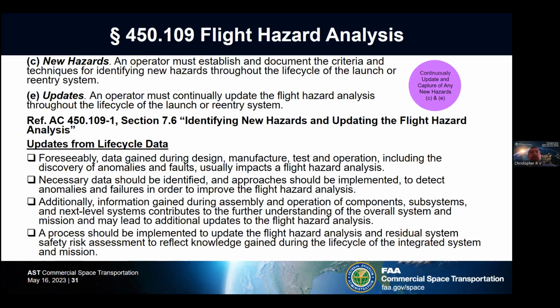the flight hazard analysis. Information gained during assembly and operation of components, subsystems, and next level systems contributes to further understanding of the overall system and mission and may lead to additional updates to the flight hazard analysis. A process should be implemented to update the flight hazard analysis and the residual system safety risk assessment to reflect knowledge gained during the life cycle of the integrated system and mission.